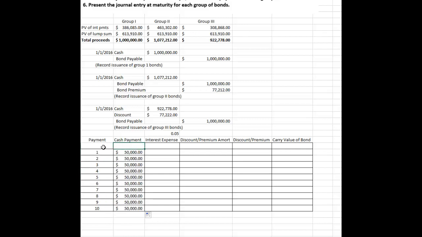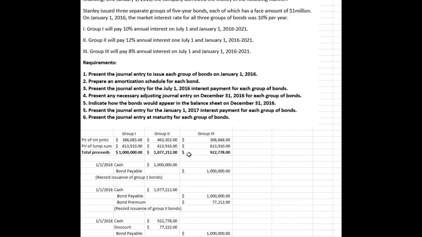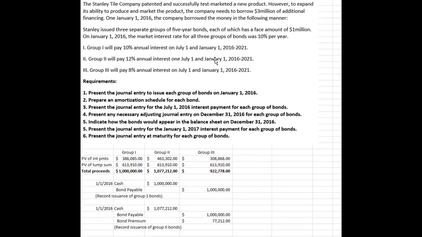And the very first row up here is not for a payment, but it's just to lay out what's going to happen when we acquire or issue the bonds. So when we issue the bonds, we're not going to pay any interest yet. There's no interest expense. This is what happens on January 1st. And actually, if you look at this problem, I have a typo in how it's laid out. We aren't going to pay interest on January 1st of 2016. The very first interest payment is going to be July 1st of 2016, and we'll make another interest payment on January 1st of 2017.